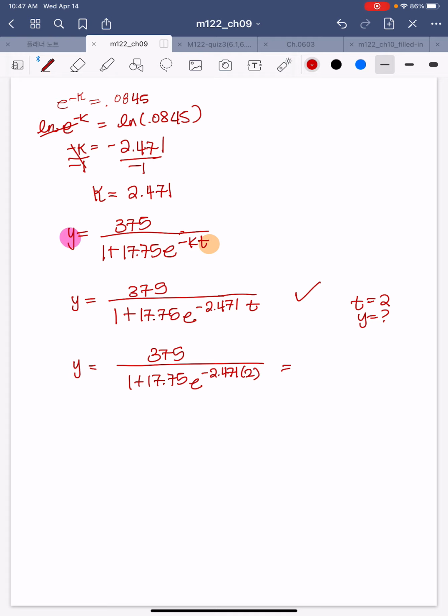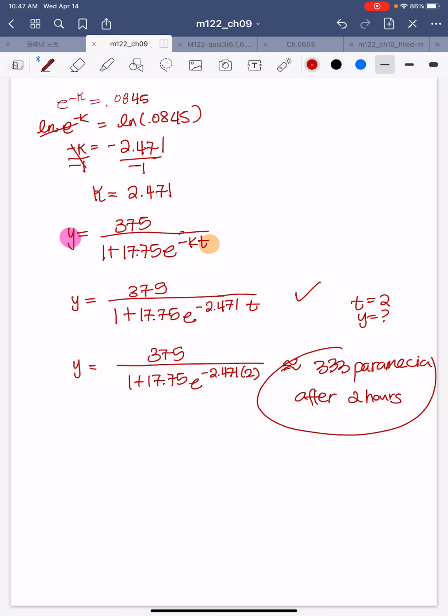I am getting, so this is a number of bacteria, so let's round it to the whole number. I get approximately, rounded to the whole number, 333 paramecia after 2 hours. That's it. So that is our final answer. So this is not too bad once you have the equation, the general equation, because we just have to substitute and solve for the missing variable.